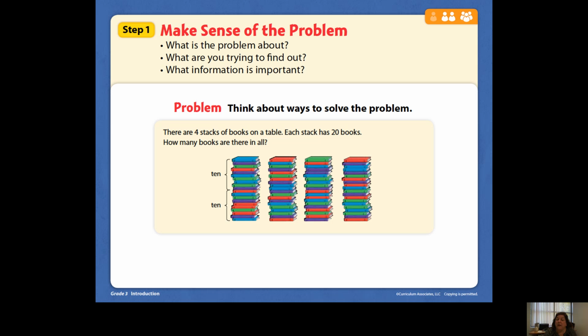And I really just want you to look at your model. Really try not to look at the stuff below the model, just really think about the model. So there are 4 stacks of books on the table. Each stack has 20 books. How many books are there in all? So let's think about what the problem is all about. And this is a good time that you can talk with that instructional partner of yours and have a conversation about what the problem is all about.